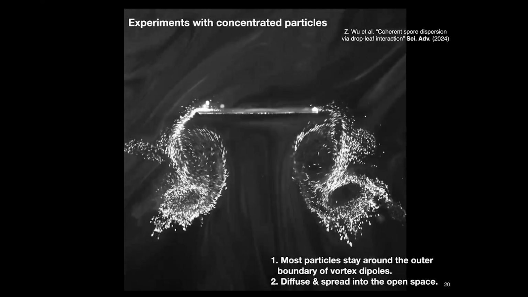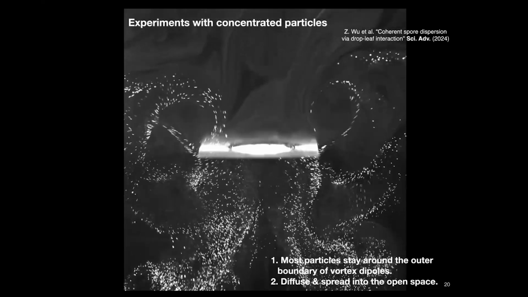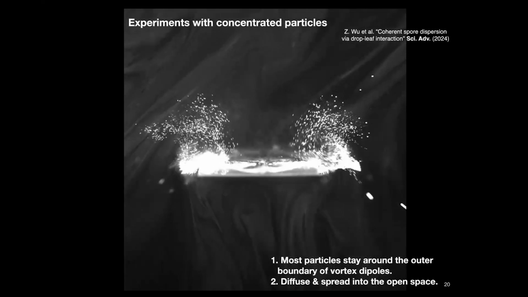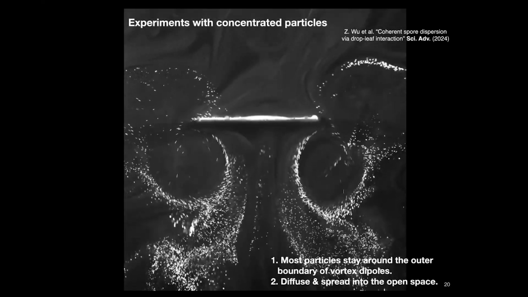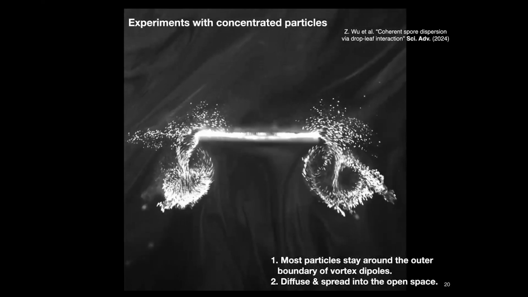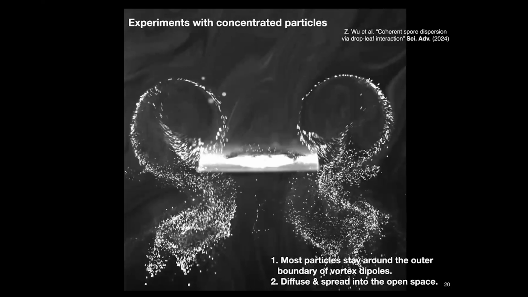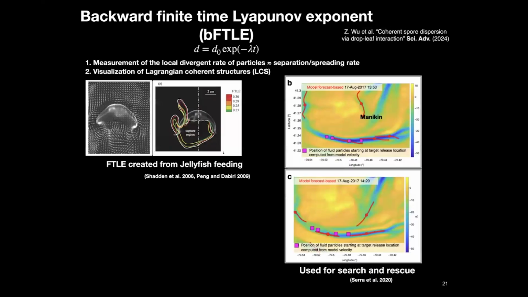So then we did an experiment. We put some particles on the leaf, and then we just released the raindrop, and you're going to see nice swirling vortices shed from the side. And we try to understand where these particles go. So one of the analyses we're going to use is called the backward finite time Lyapunov exponent.